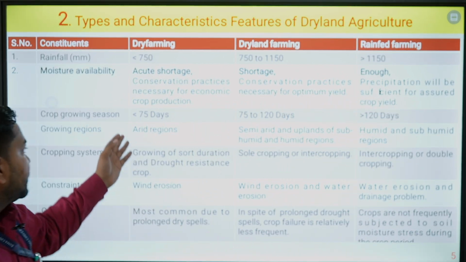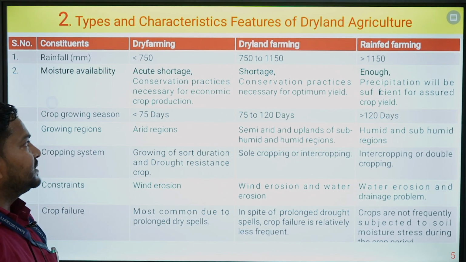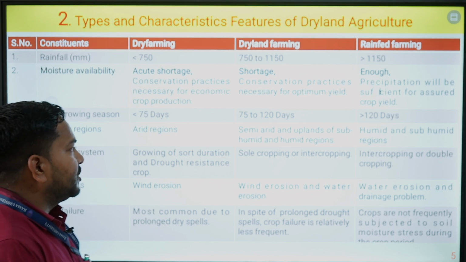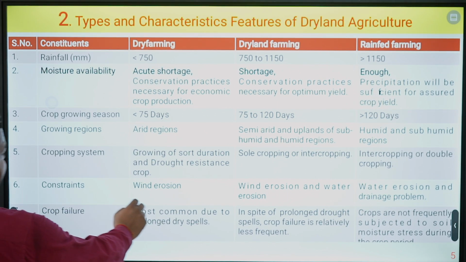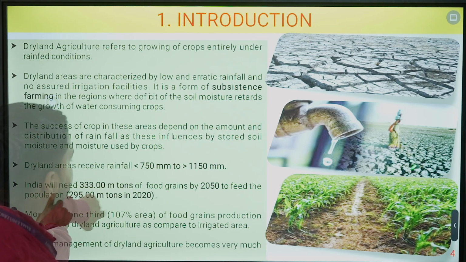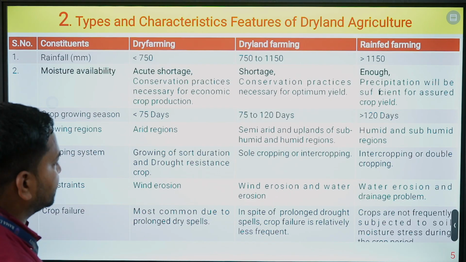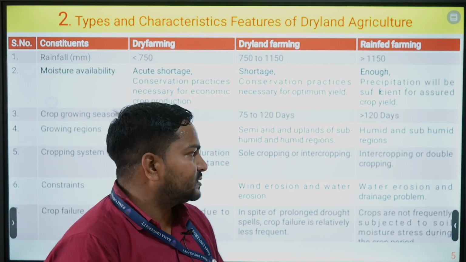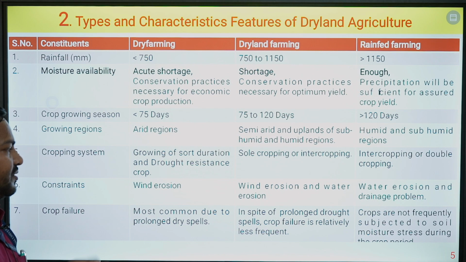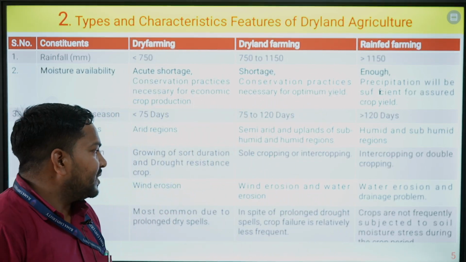In crop growing seasons, dry farming has fewer than 75 growing days, dryland farming has 75 to 120 days, and rainfed farming has more than 120 days. A major constraint in dry farming is soil erosion, like wind erosion, whereas dryland farming has both wind and water erosion. In rainfed farming, due to high rainfall, water erosion is a very big problem. It needs drainage or runoff management to save the water and produce the crops.